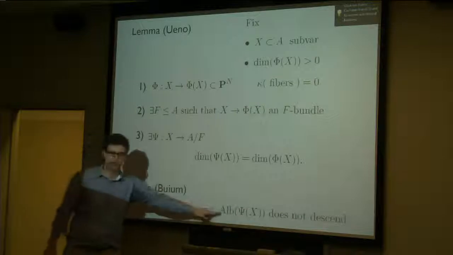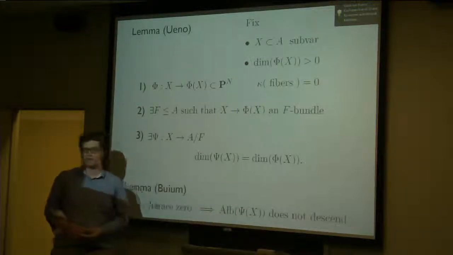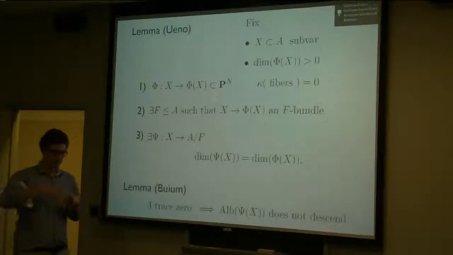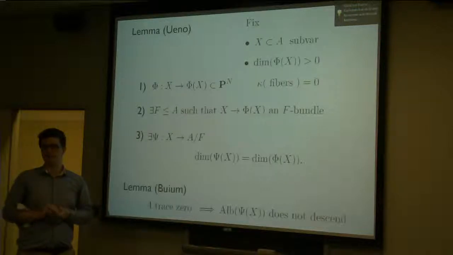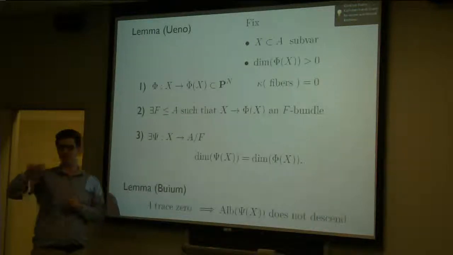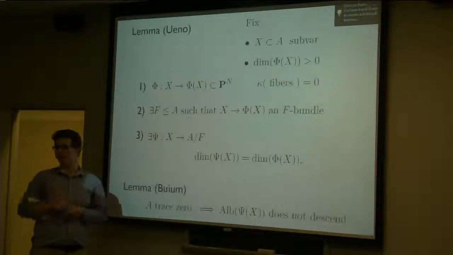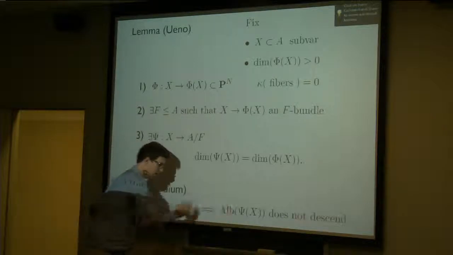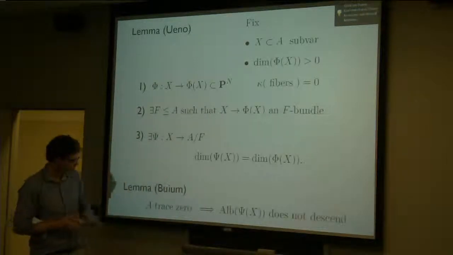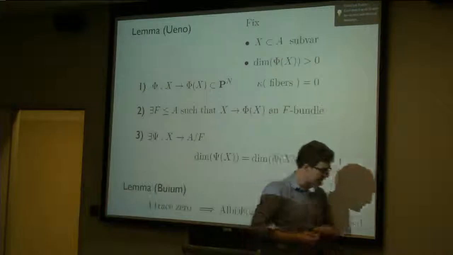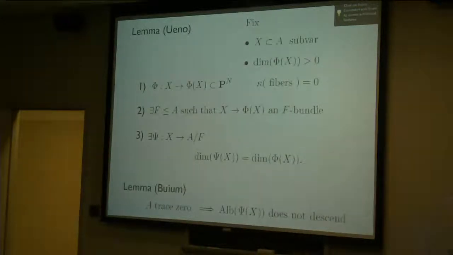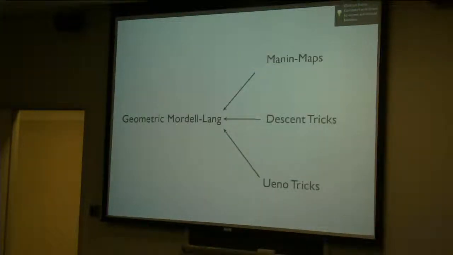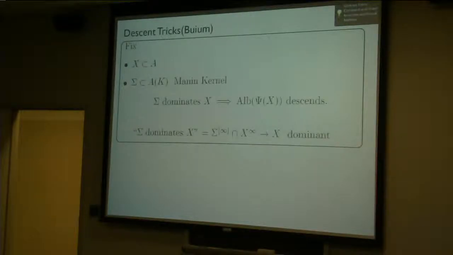By the way, the Albanese of a variety is kind of the initial thing that maps to abelian varieties. So out of all the maps to other abelian varieties, they always factor through the Albanese. So it's this guy. So that's that, and we're going to use that. Again, there's these things, and now the big one is, so again, this is supposed to fly over.